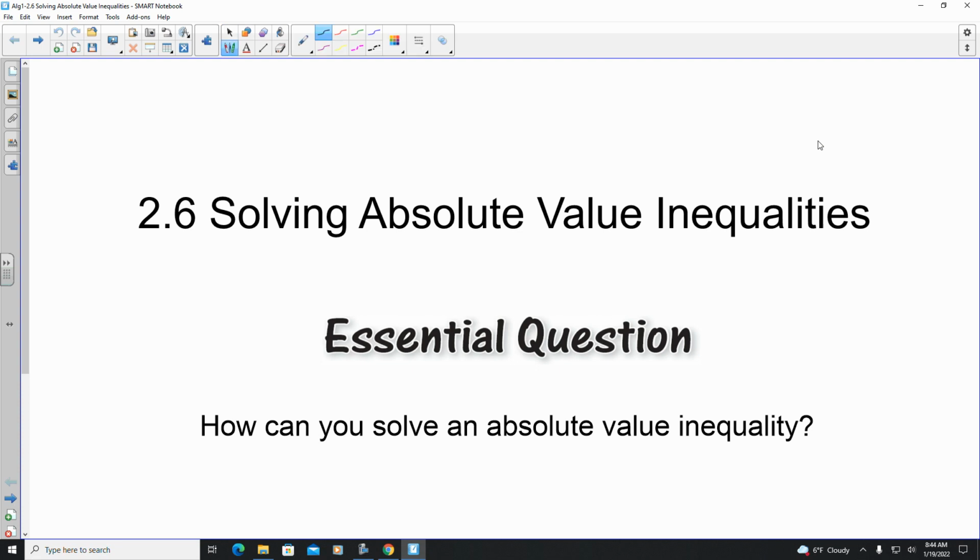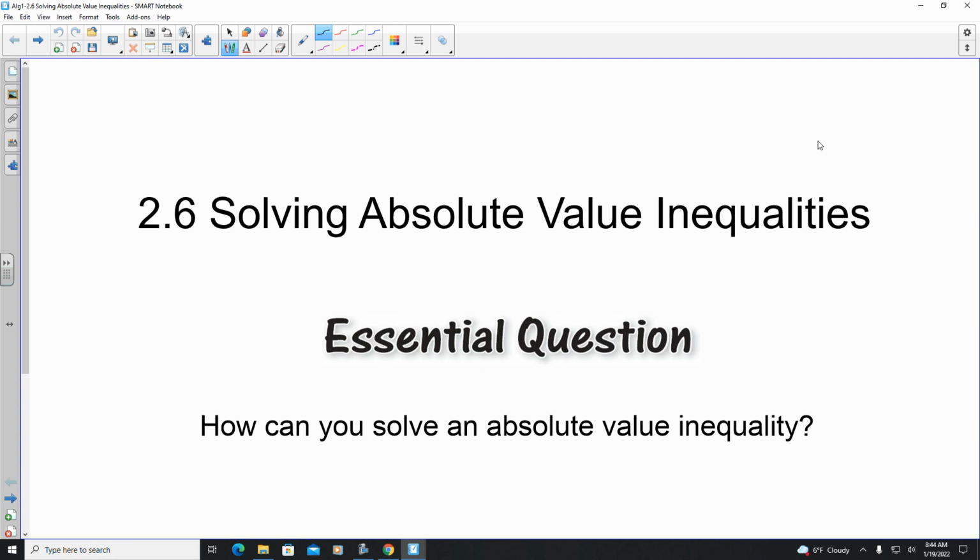In this lesson, we're going to be looking at section 2.6, where we're going to be solving absolute value inequalities. Absolute value inequalities are essentially, we are solving compound inequalities.